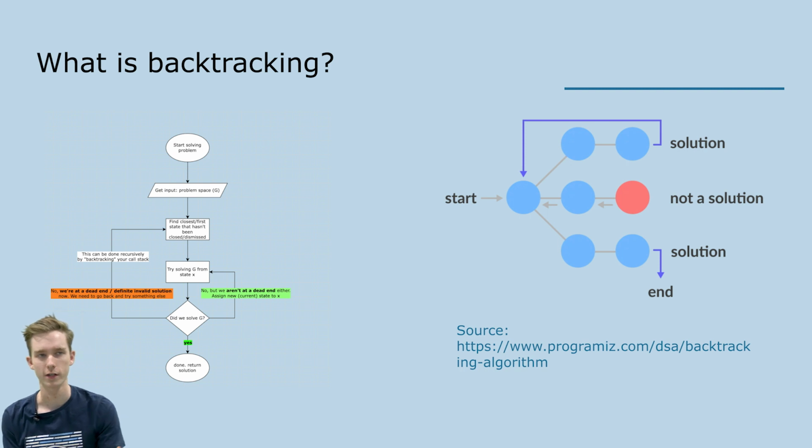So what is backtracking? I've got two examples here. The example on the left is a flow diagram I've made of a general backtracking algorithm. It's a bit more abstract. And then the one on the right is more of a simple network that just has arrows and pictures. It's very simple. So the one on the right is kind of an example of DFS.